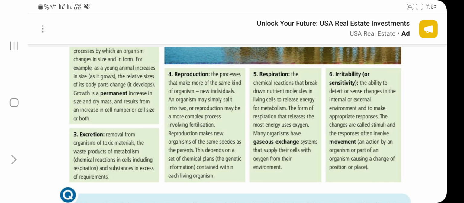Again, irritability and sensitivity is the ability to detect or sense changes in the internal or external environment to make an appropriate response. These changes in the internal or external environment are called stimuli, and the appropriate response involves movement. So movement is an action by an organism or part of an organism causing a change of position or place.